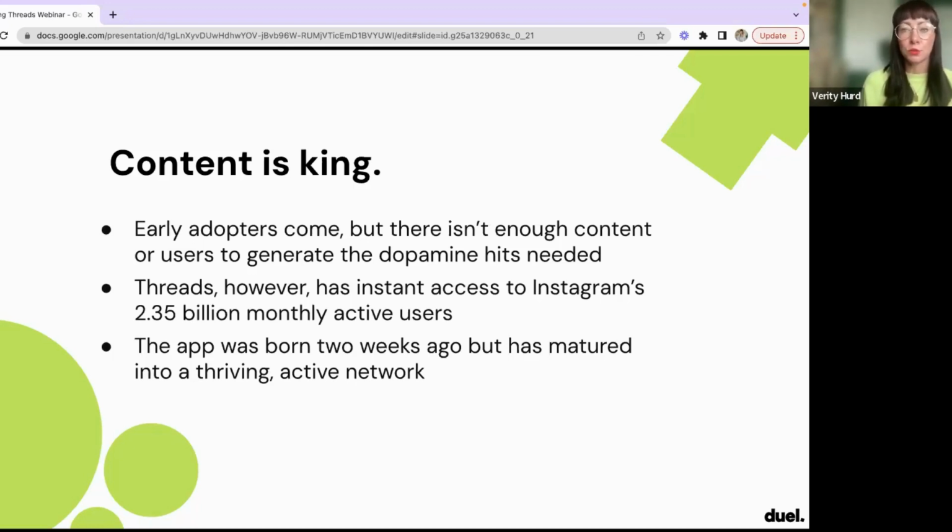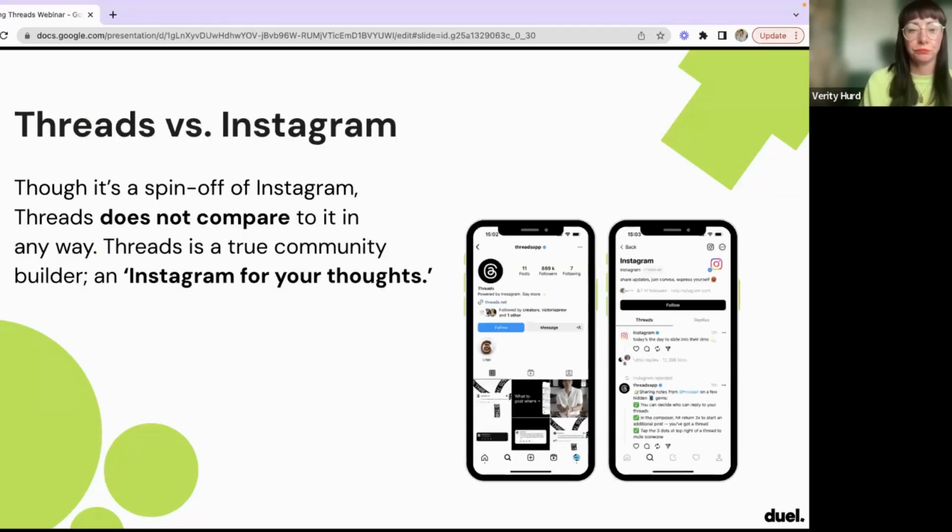And I think what we really need to make note of is that this is Meta, like Facebook, Instagram, Stories, and Reels. They have never failed at anything yet. And I don't expect that they will fail at Threads either. They'll throw what they need to throw at it to make it the success that they want.